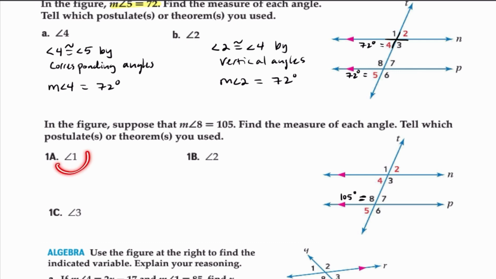And I want to figure out the measure of angle 1. So here's 8, here's 1. Those two angles are congruent to each other because they are corresponding. So angle 1 is congruent to angle 8 by corresponding angles. And if the measure of angle 8 is 105 degrees, then the measure of angle 1 is also 105 degrees.